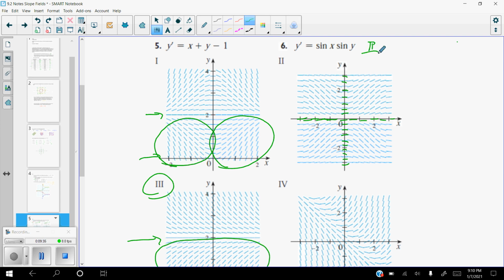And then that pretty much leaves number 5 to be graph number 4 here. But again, you can also kind of double check that. So if you were to plug in 0 for x and 1 for y, you would get out a 0 slope. And we definitely have one right there. So that does check out.